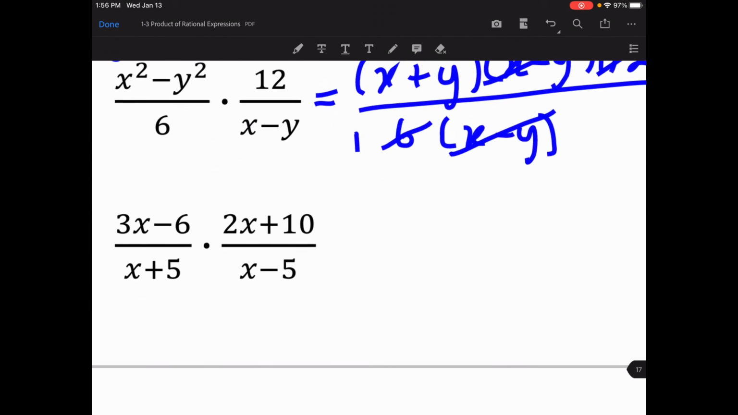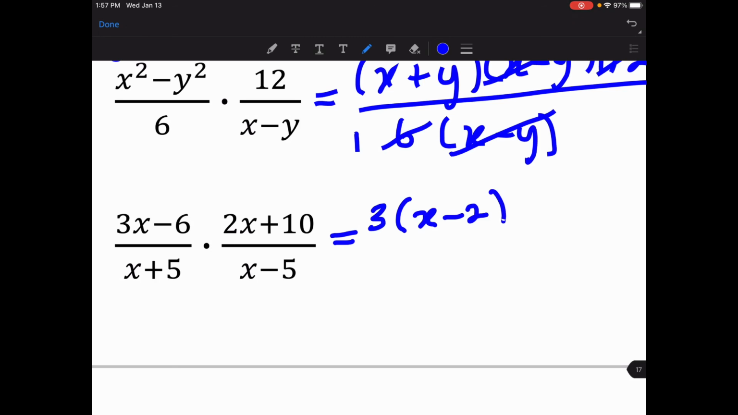Then number 9, I have 3x minus 6 over x plus 5 times 2x plus 10. All right, let's look at the first numerator of my first fraction. I have 3x minus 6. Can I factor anything? Yes, I can factor out a 3, and I'm left with x minus 2. And then on my second numerator here, I have 2x plus 10. I can also factor out a 2 and be left with x plus 5.